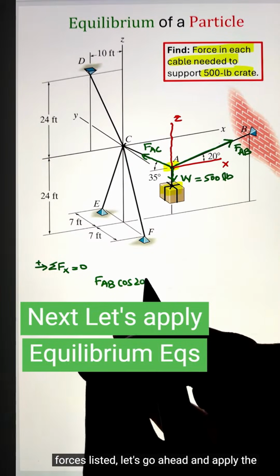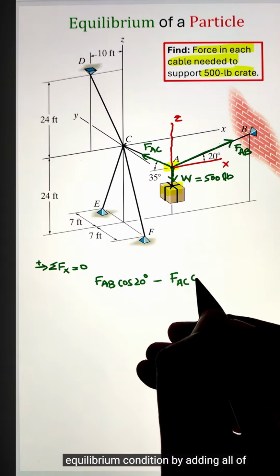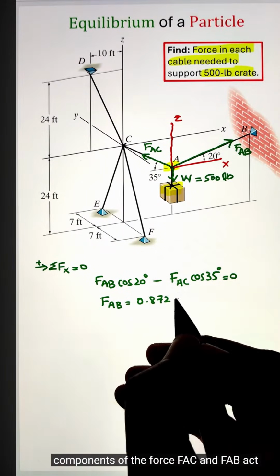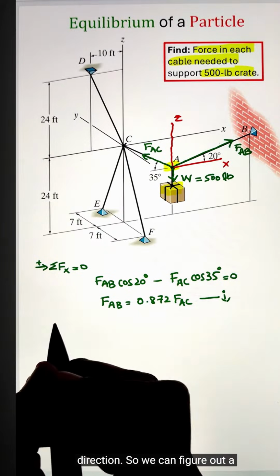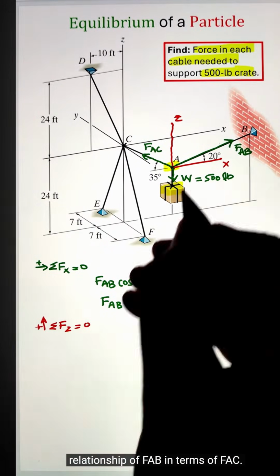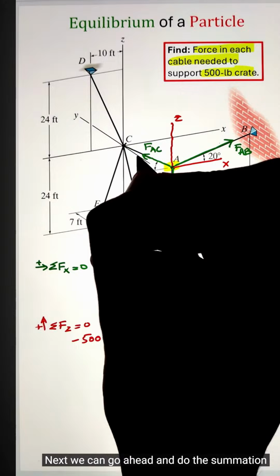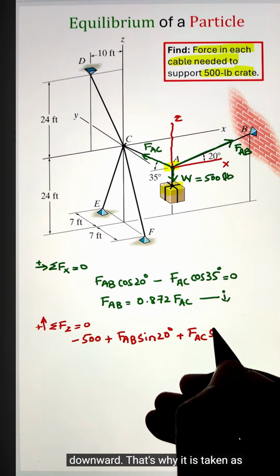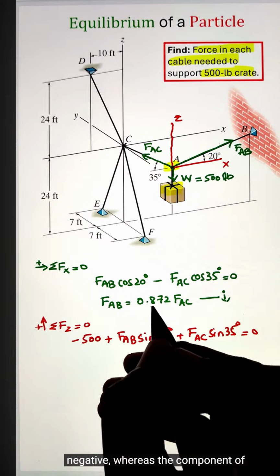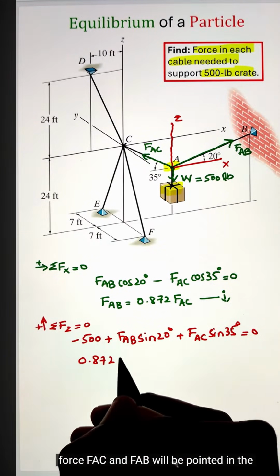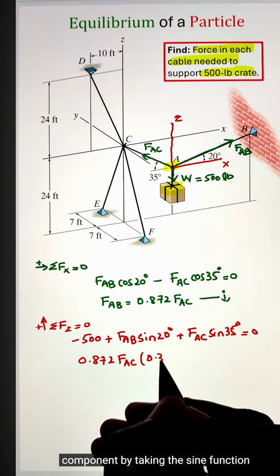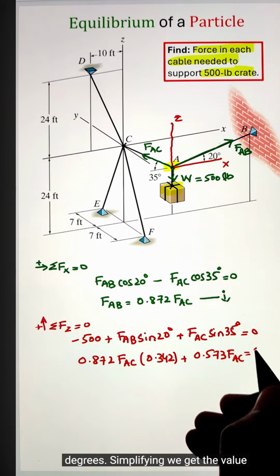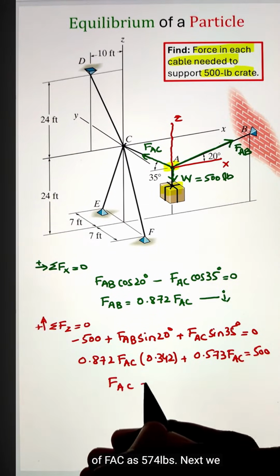Once we have all the forces listed, let's apply the equilibrium condition by adding all the forces along the x-axis. Here, only two components of the forces FAC and FAB act along the positive and the negative direction. So we can figure out a relationship of FAB in terms of FAC. Next, we can do the summation of forces along the z-axis. Here, the weight of the crate is acting vertically downward. That's why it is taken as negative, whereas the components of force FAC and FAB will be pointed in the upward direction. We can calculate those components by taking the sine function of 20 degrees and the sine function of 35 degrees. Simplifying, we get the value of FAC as 574 pounds.